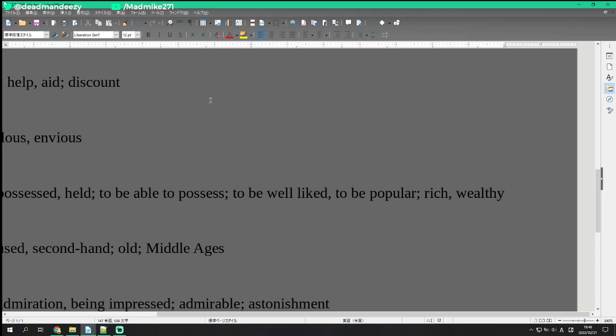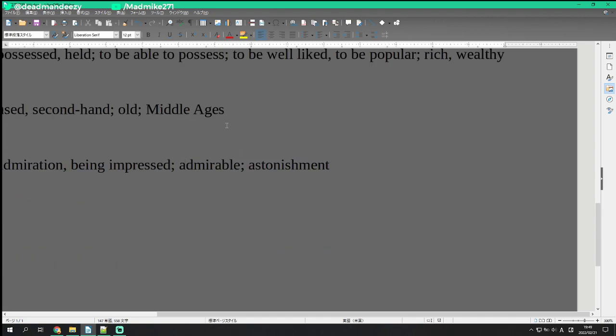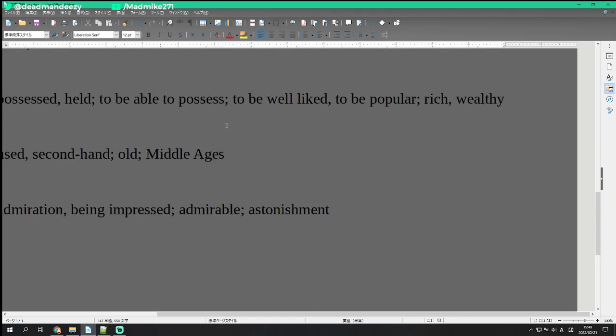Help, aid, or a discount is a sabisu. Service is a sabisu. Sabisu. To be jealous or envious as an adjective is urayamashi. Urayamashi. To be possessed, held, or to be able to be possessed, to be well liked, to hold popularity or riches is moteru, with our kanji for to hold. Moteru.